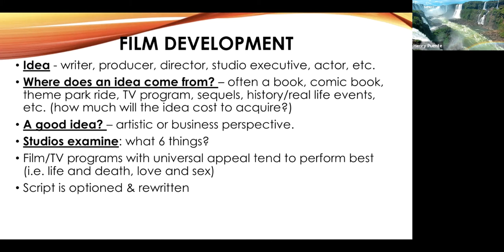So understand that when studios are making movies, in lots of cases they're looking at things not just from an artistic perspective, but also from a business perspective. Sometimes these two things jive, they're in sync, and sometimes they're in contradiction. And so the studios examine 6 things when it comes to film development. Besides the idea, whether it's a good idea, whether it makes sense from a business or artistic perspective, they also look at similar stories. Are similar stories being made? Number 1.